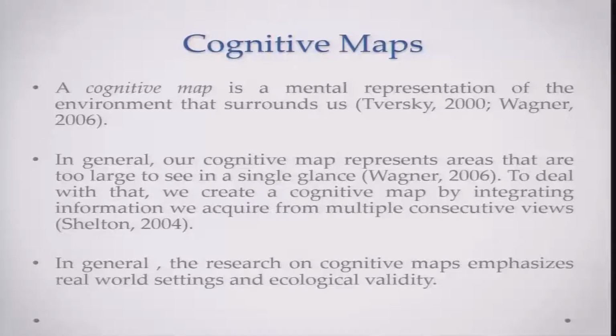It has been seen that our cognitive map represents areas that are too large to see in a single glance. If it were small objects, apples, bananas, those kinds of things, you can look at them in a single glance. You don't really need to have a map of those things. Say for example, you go to a departmental store. If you're looking at a very specific aisle, a very specific shelf where, let us say, your favorite juice is stored, that's still okay. You can have a mental image of that, and go take a particular brand of juice and come back, or things like that.